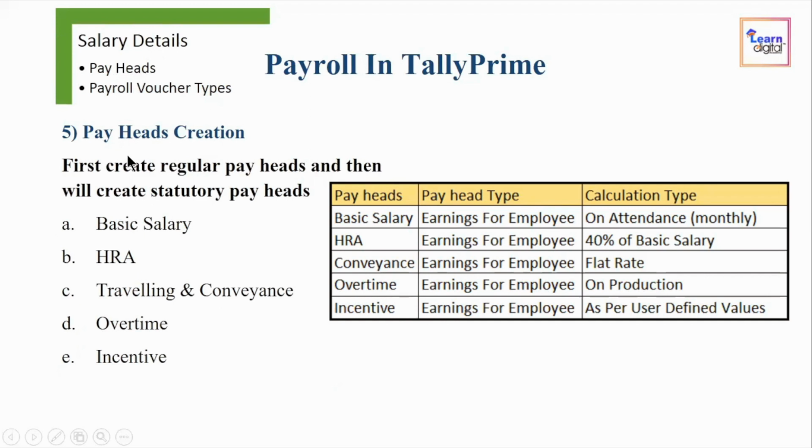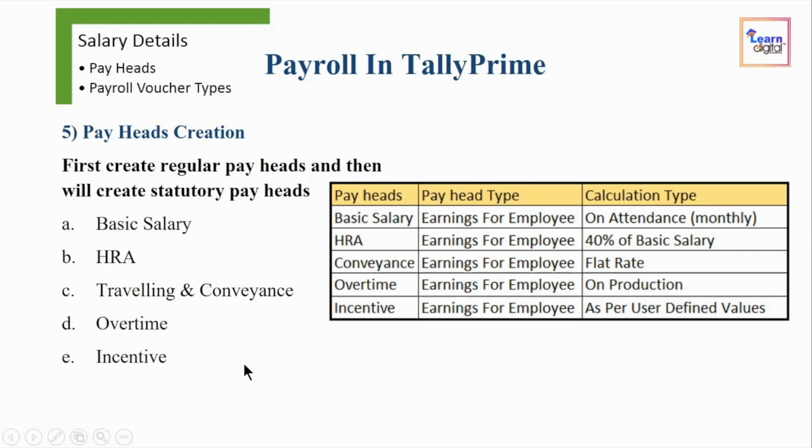So what is a pay head? The salary components constituting pay structures are called pay heads. Or a pay head can be an earning which is paid to an employee. So just like basic salary, HRA, traveling allowance, medical allowance, and other allowances, overtime, incentives, etc., are all the additions paid to the employee. So these are the earnings for the employee.